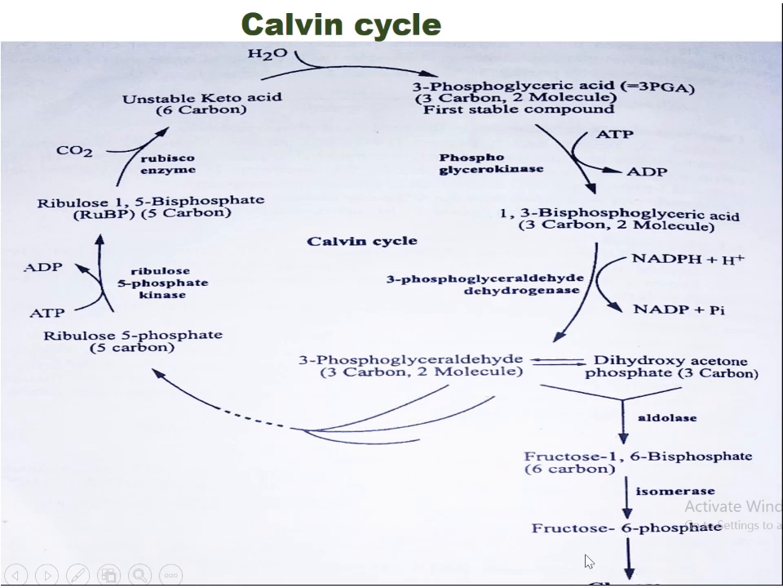After fructose 6 phosphate, it then turns into glucose. That's why this is called the synthesis of carbohydrates. And the fourth phase is the RuBP synthesis, and by this phase the cycle keeps continuing.